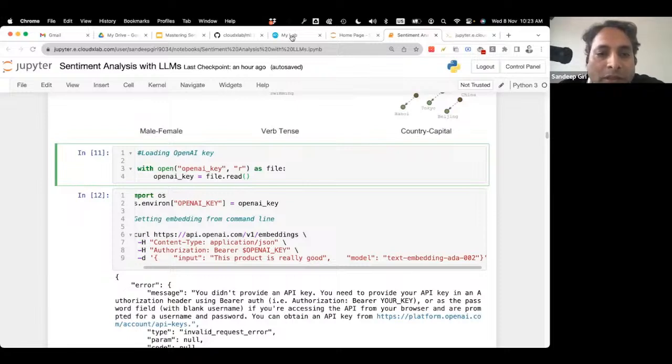I'm just trying to see OpenAI embedding.